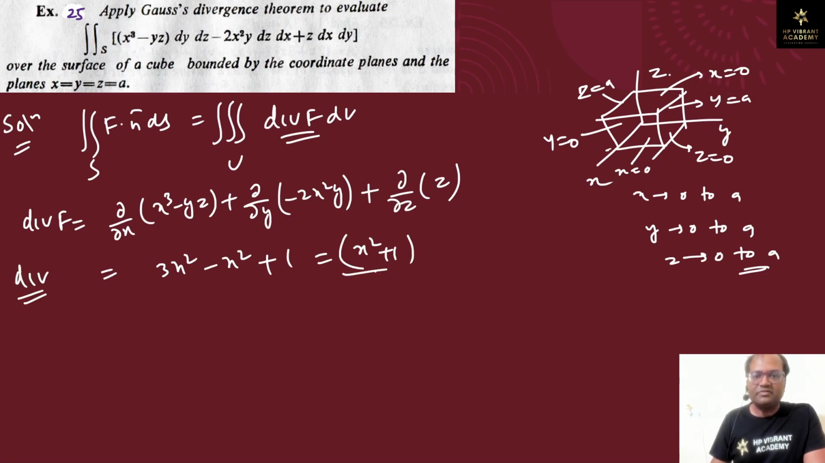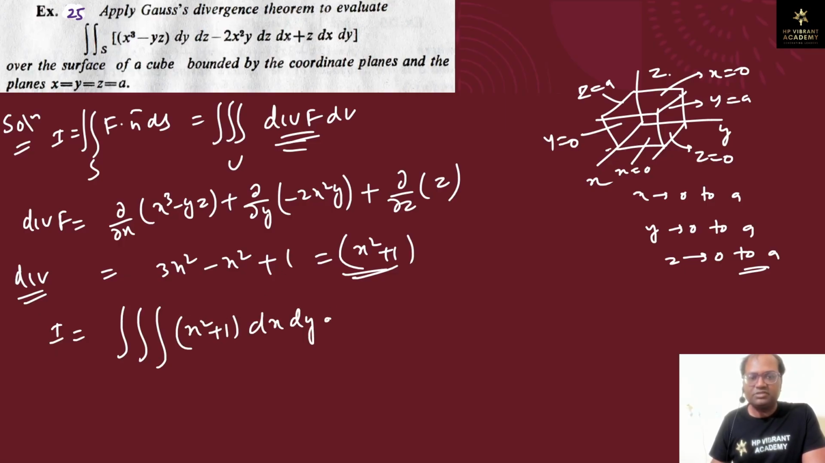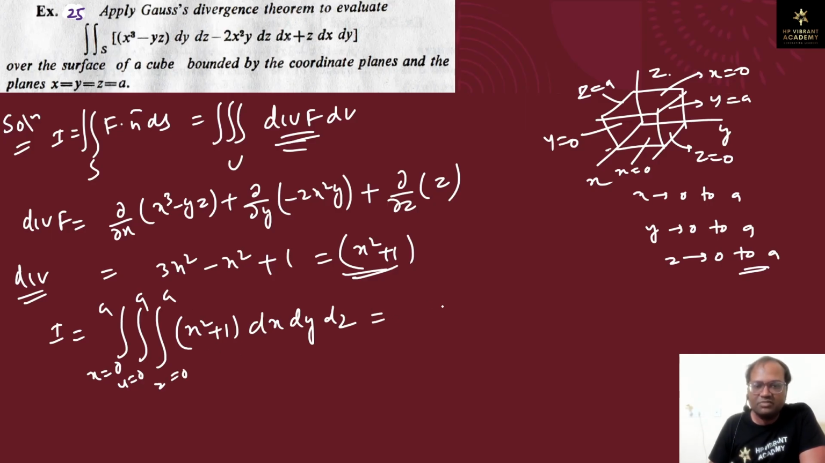Okay, so let us place the value here. Let us take this as I. So I is equal to the triple integration of x square plus 1, and dv we can write as dx dy and dz. Let us place the limit here. So x is equal to 0 to a, y is equal to 0 to a, z is equal to 0 to a. Let us integrate with respect to x first. So this is x cube upon 3 plus x, limit is 0 and a, and we have dy and dz.